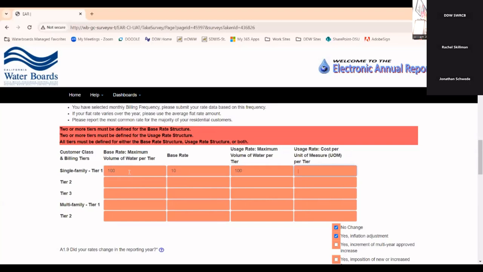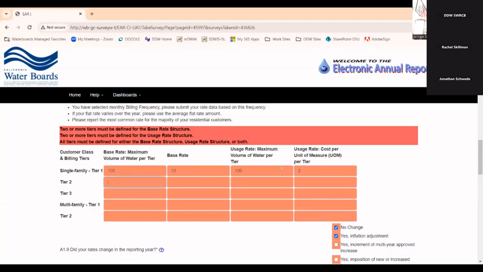You can say that your first tier has a different volume maximum for your base rate than it does for your usage rate. But for simplicity's sake, we'll say it's the same thing. So from 0 to 100, this is how much you're being charged for your base rate and how much you're being charged for your usage. So we'll say that you're being charged $2 per gallon.